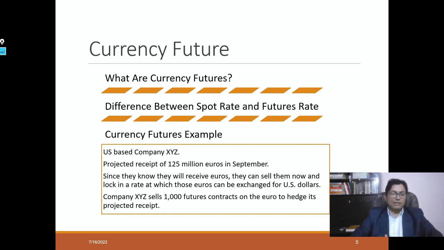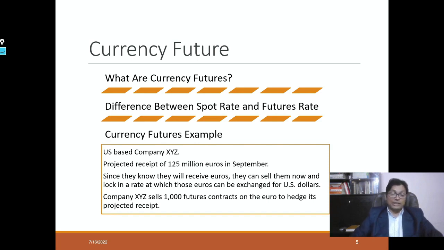And then we have a currency futures example. For example, a US based company, XYZ, has a projected receipt of 125 million euros in September. Since they know that they will receive euros, they can sell them now and lock in a rate at which those euros can be exchanged for US dollars.